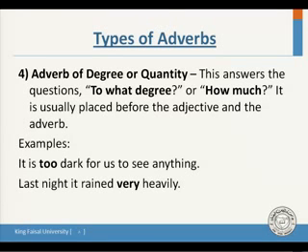Last night it rained heavily. Not only heavily, very heavily. So very is an adverb of degree. It rained heavily, but very heavily means more.